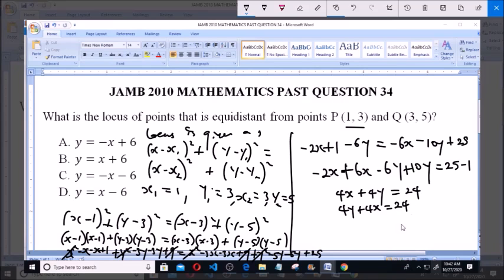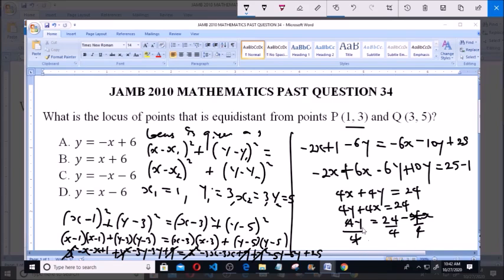Now let's take x back to this place. We'll have 4y is equal to 24 minus 4x, sorry, you know this is 4x here. Now divide both sides by 4. And divide both sides by 4.